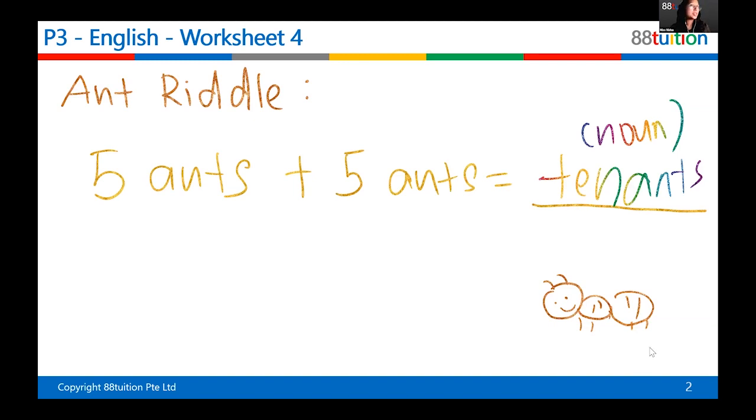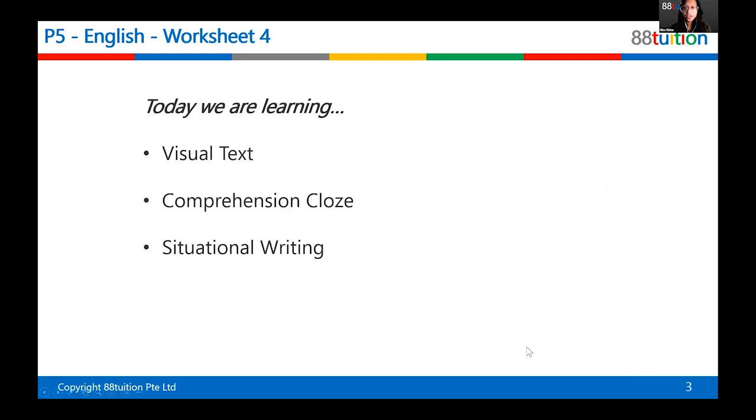So let's go to today's lesson. They're doing a visual text, a comprehension cloze, and a situational writing. Visual text, 8 questions, 8 marks. This one you must try and get all your 8 marks because all the answers are staring in your face inside the poster or the advertisement. So try not to lose marks for this.